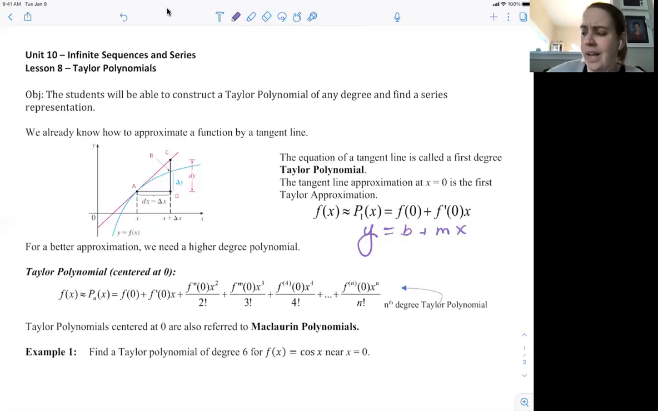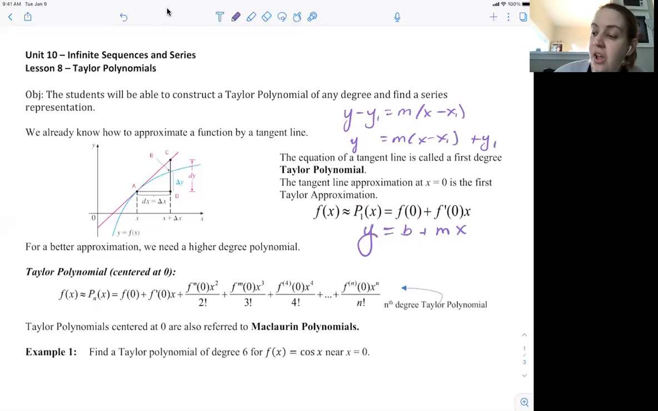I don't know if you remember, we said y minus y1 is equal to m times x minus x1. And we added the y1 to the other side when we were doing some of our linear approximations. So maybe any of those things look familiar to you. But to get a better approximation, we need a higher degree polynomial. And so we have a formula for that, and that's our Taylor polynomial, which is all listed here.